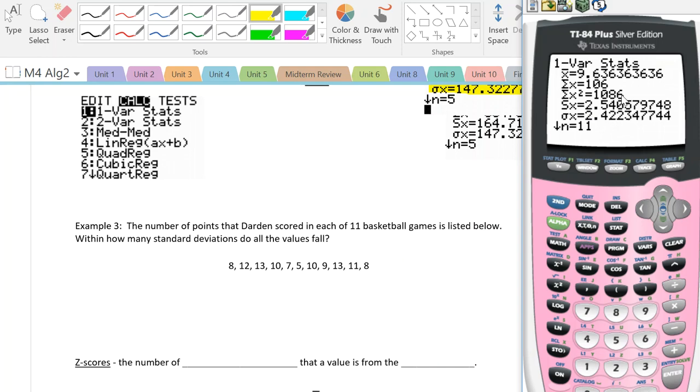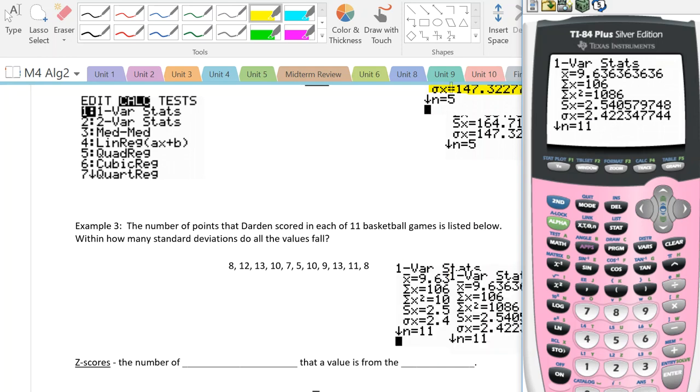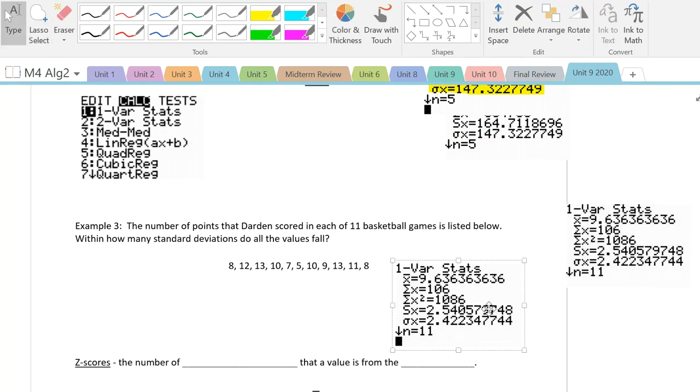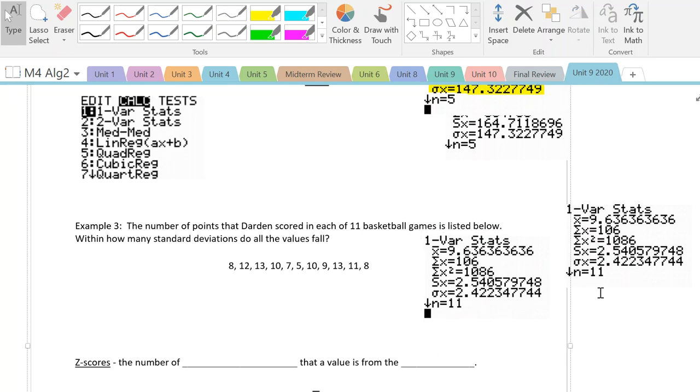I'm just going to snag the picture of that. See, he keeps double bringing it in. Whatever, doesn't really matter.